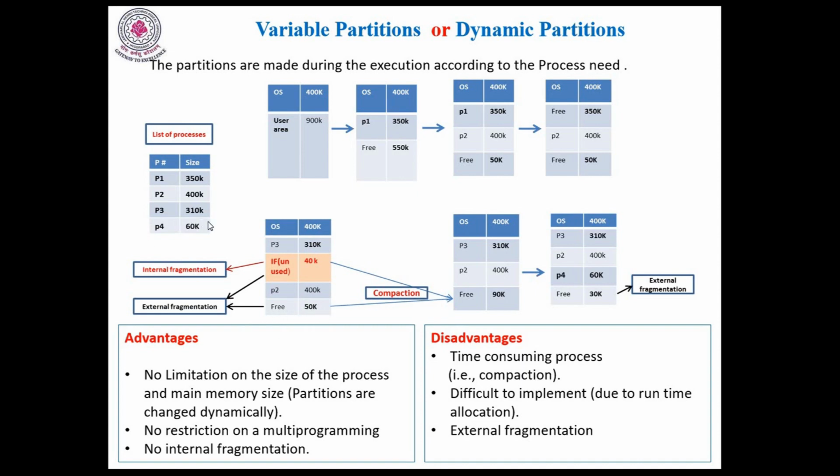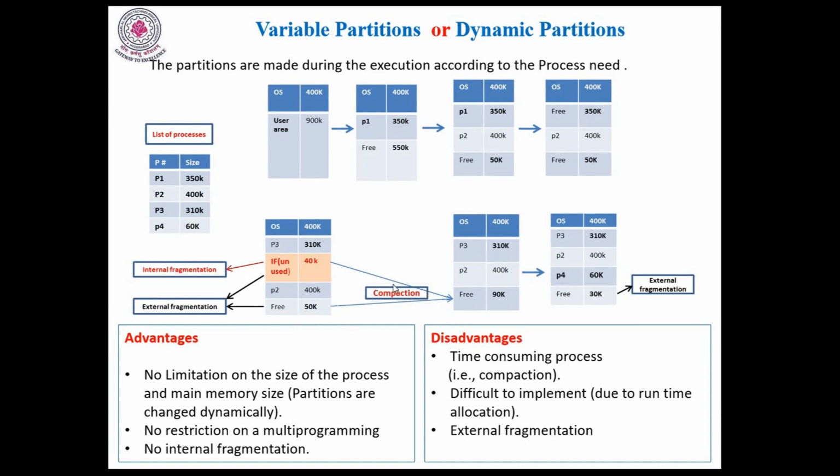Now let us try the next process available in the queue, P4. P4 requirement is 60K. But here the unused area is 40K and the free space is 50K, while my requirement is 60K. I want it in a contiguous manner, but that memory is not available in a contiguous manner in the main memory. When I want to load P4, I am not able to load it, even though sufficient memory is available. That is what external fragmentation is.